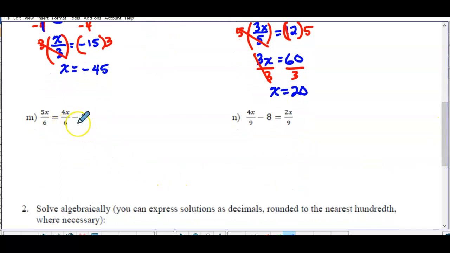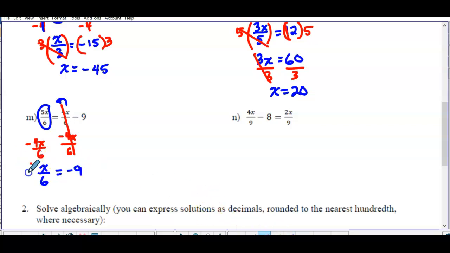Again, more than one term with x. There's one by itself here, so I want to get the other x term over there by subtracting 4x over 6. Now you may reduce this, but I'm not going to because I know I have a denominator of 6. So might as well keep it. I do it to both sides, so that goes to 0. Then I have 5x over 6 minus 4x over 6, which is 1x over 6, equals negative 9.